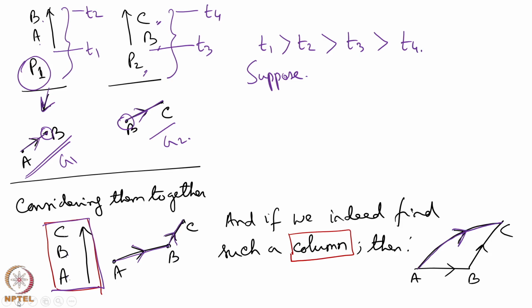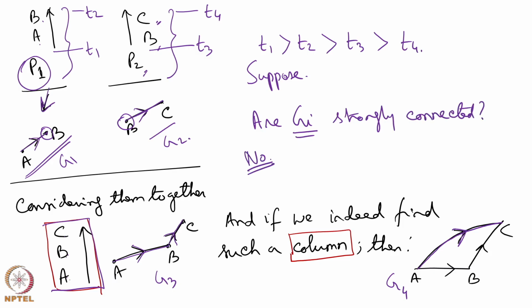Now, if I put a question, calling it G4, calling it G3, are the Gi, that means G1, G2, G3, G4, strongly connected? The answer is no, because from A to B I can reach, but from here I cannot reach B to A; B to C I can reach, but C to B is not possible. In the G3 case I can reach from A to B, B to C, but movement from B to A is not possible. And after we have combined, movement from C to A is not possible. So what we have seen in these cases is that we are not dealing with a strongly connected graph.